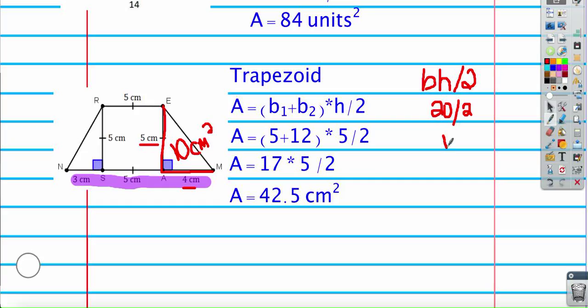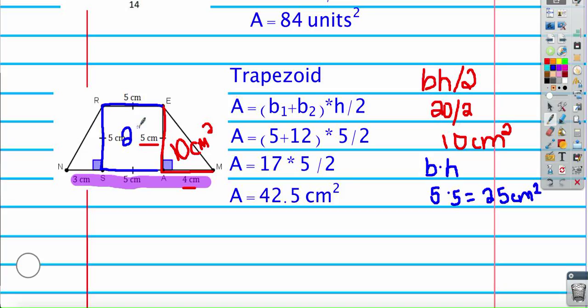Okay, so right now, again, I am solving this as if it is a composite figure. I'm solving it as if there are multiple shapes within this shape. So next, I've got my square, and I know it's a square because every single side says it's 5 centimeters. So for this square, I'm going to do base times height. Okay, so 5 times 5, which gives me 25 centimeters squared. Okay, so that's 25 centimeters squared.